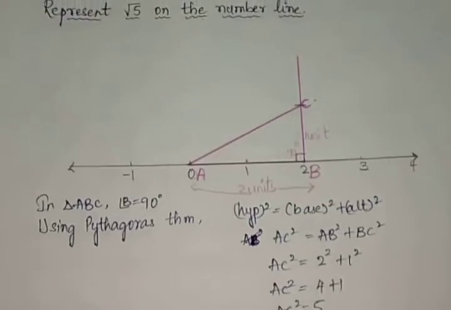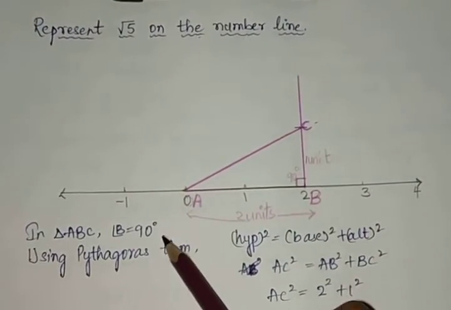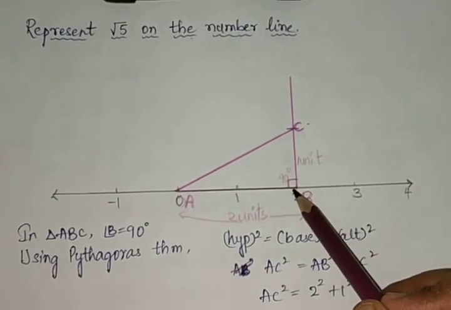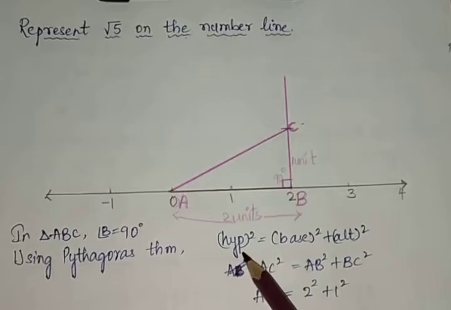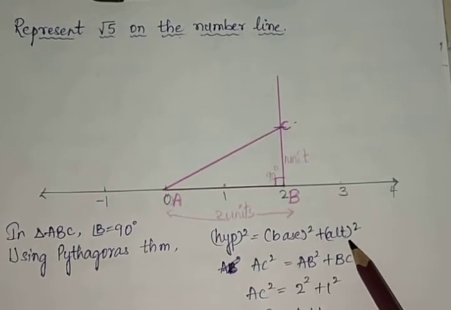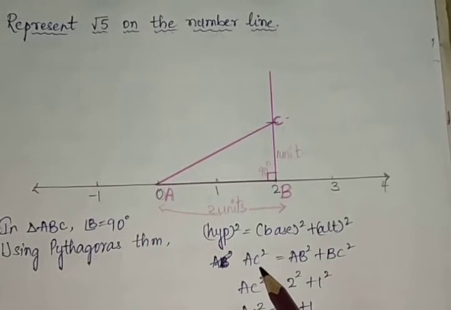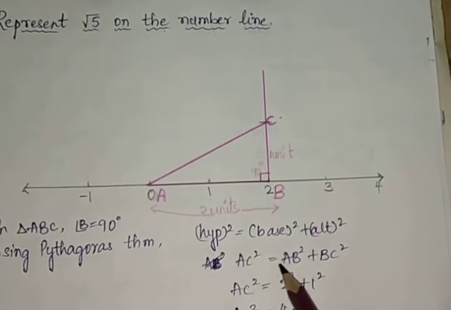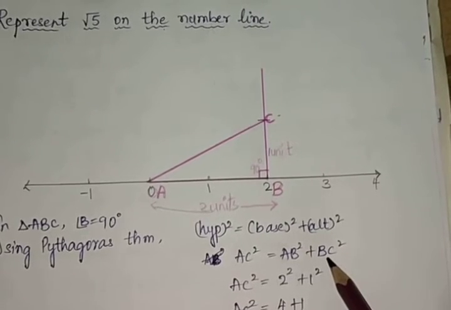So we are using Pythagoras theorem for the triangle ABC. Here the angle at B is 90 degree, therefore we'll use Pythagoras theorem. The side opposite to 90 degree will be the hypotenuse, so AC is the hypotenuse here. Hypotenuse square is equal to base square plus altitude square. Now the hypotenuse is AC, so AC square is equal to AB square, the base, plus BC square, the perpendicular distance.